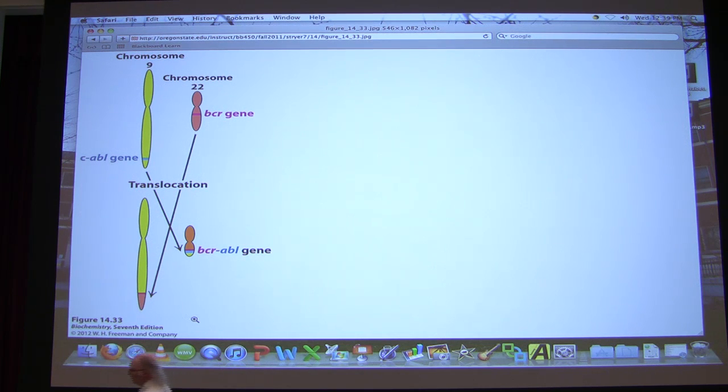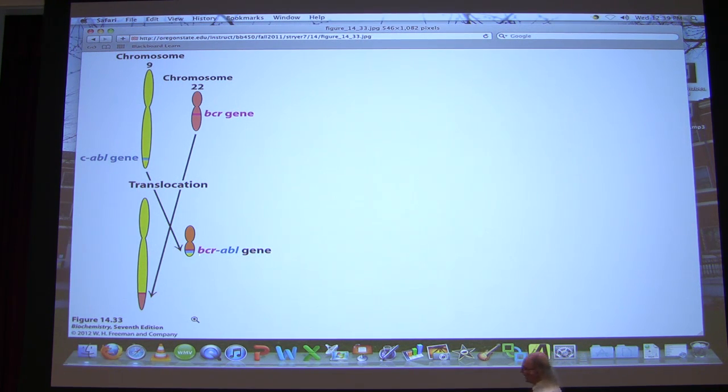A relatively common crossover that can occur, a recombinational event, occurs between two genes known as BCR and ABL. Okay? ABL is a tyrosine kinase involved in signaling. Okay? It's a tyrosine kinase involved in signaling. BCR is another gene that's up here on chromosome 22. ABL is on chromosome 9.